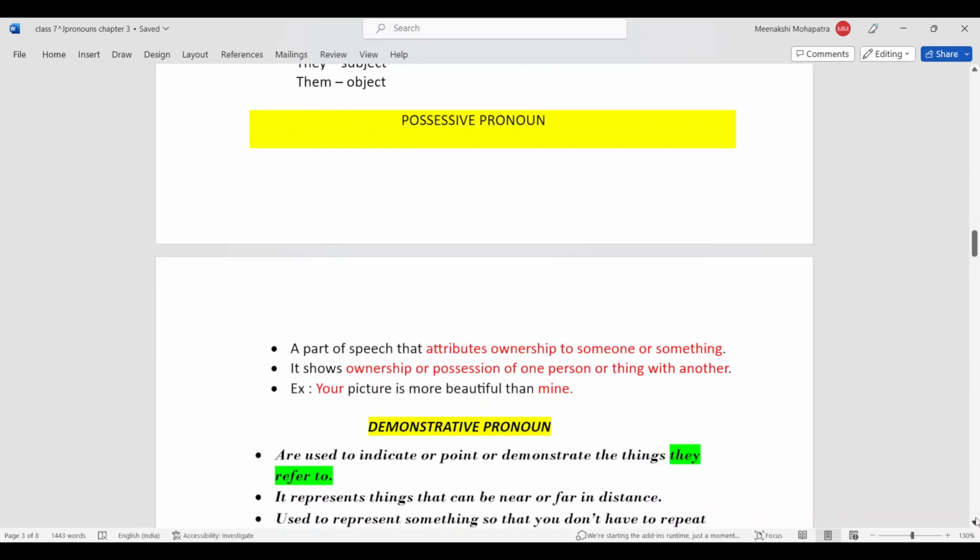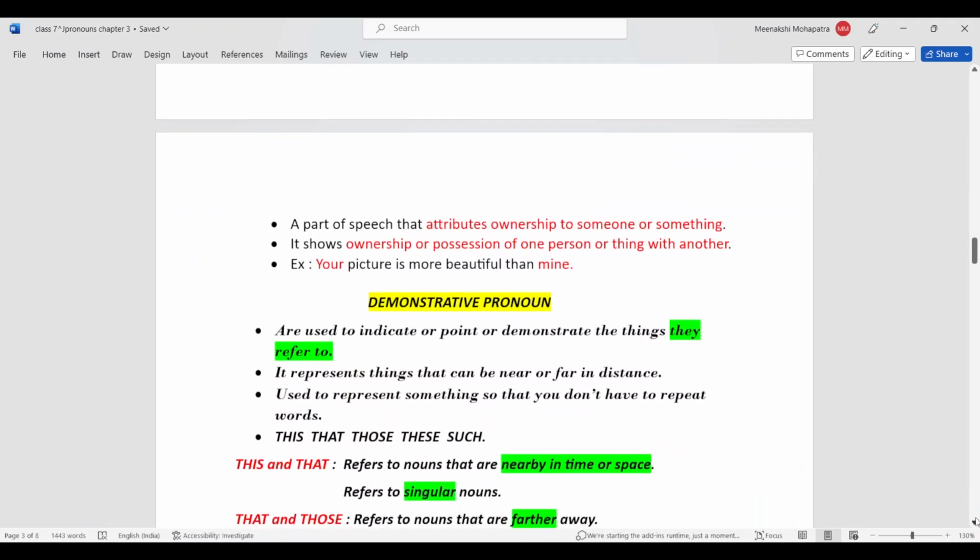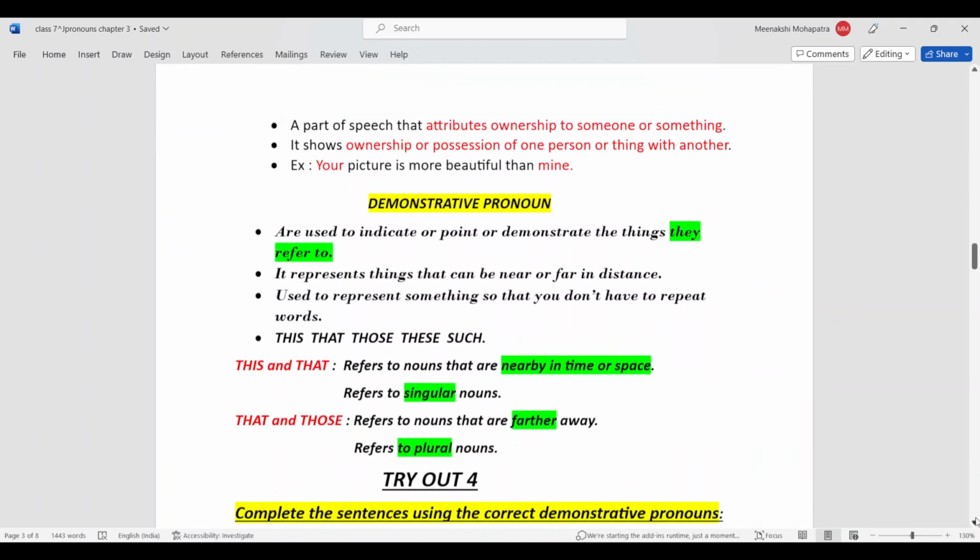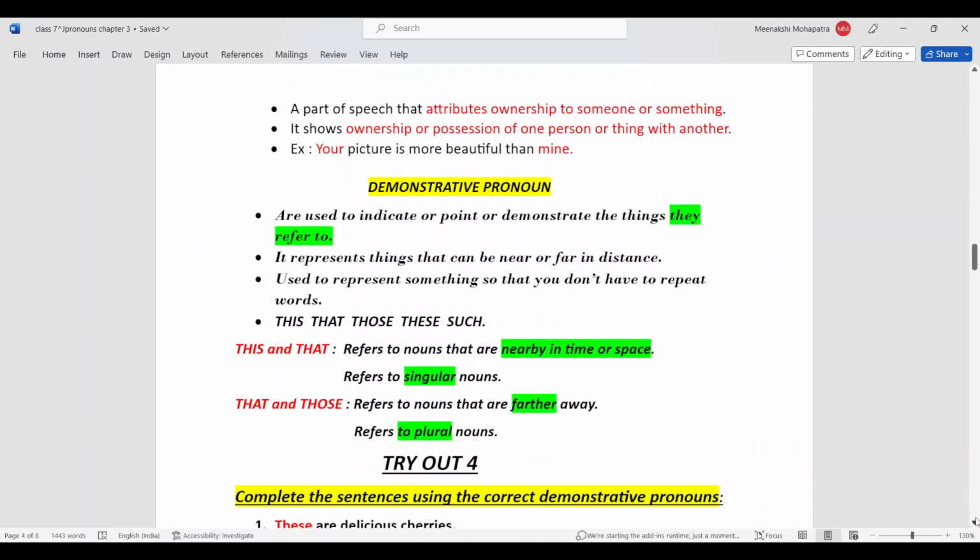Next we come over to demonstrative pronouns. Demonstrative comes from the word demonstrate. Demonstrate means to show or to indicate or to point. So they are used to indicate or point to the things which they refer to. It represents things that can be near or far in distance. It is used to represent something so that you don't have to repeat the words. Examples are this, that, those, these, such.